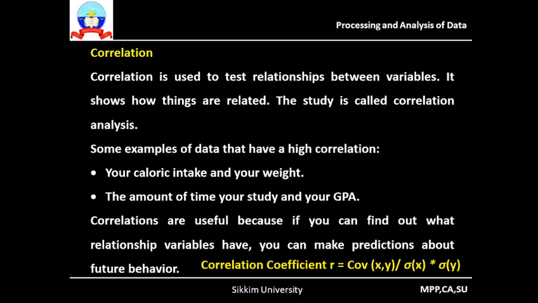Correlation is used to test the relationship between variables. It shows how things are related. The study is called correlation analysis. Now, some of the examples of high correlation are your caloric intake and your weight, the amount of time you study and your GPA. Correlations are useful because if we can find out what relationship variables have, we can make predictions about future variables or future behaviors.